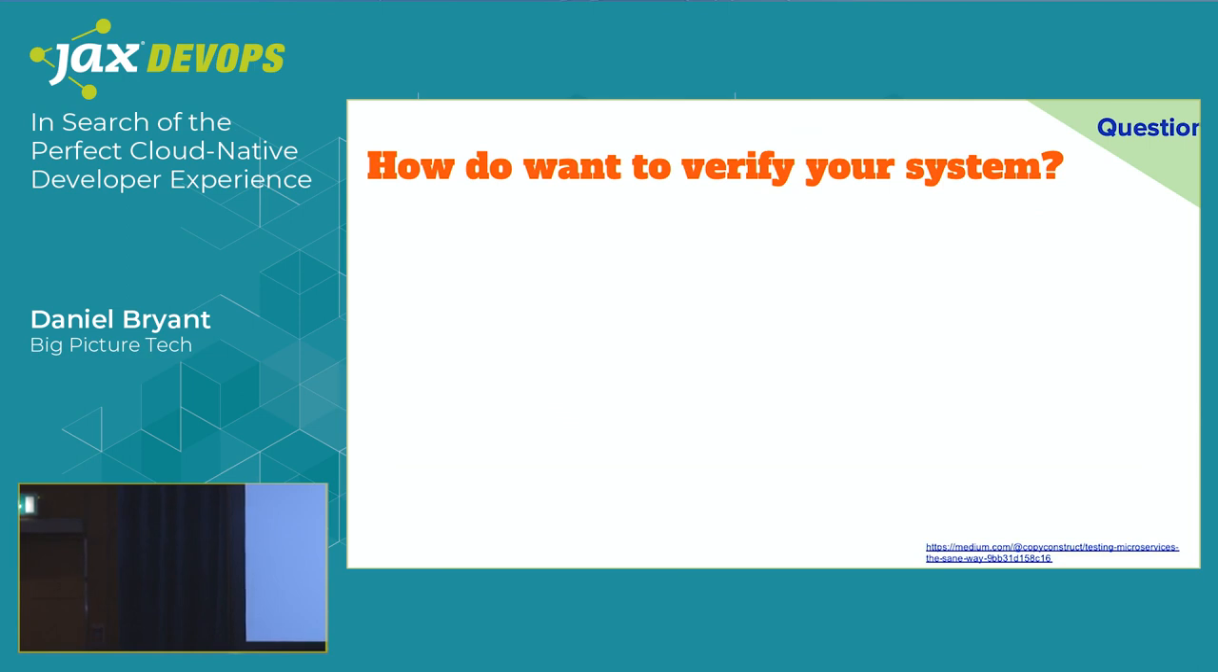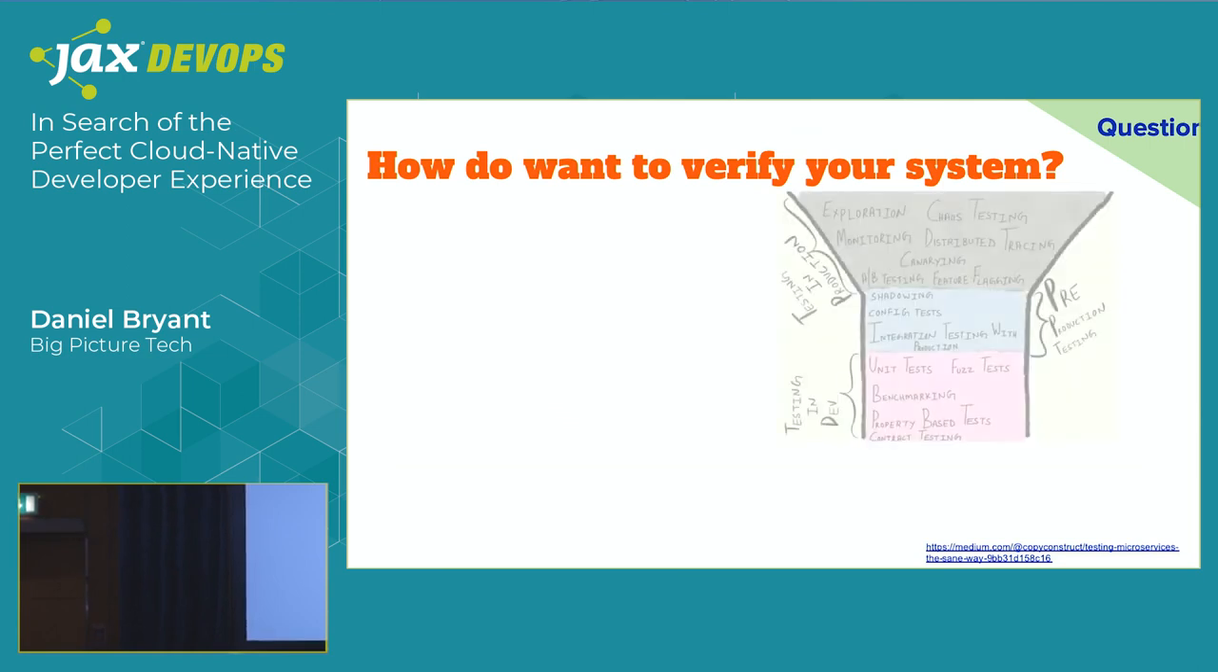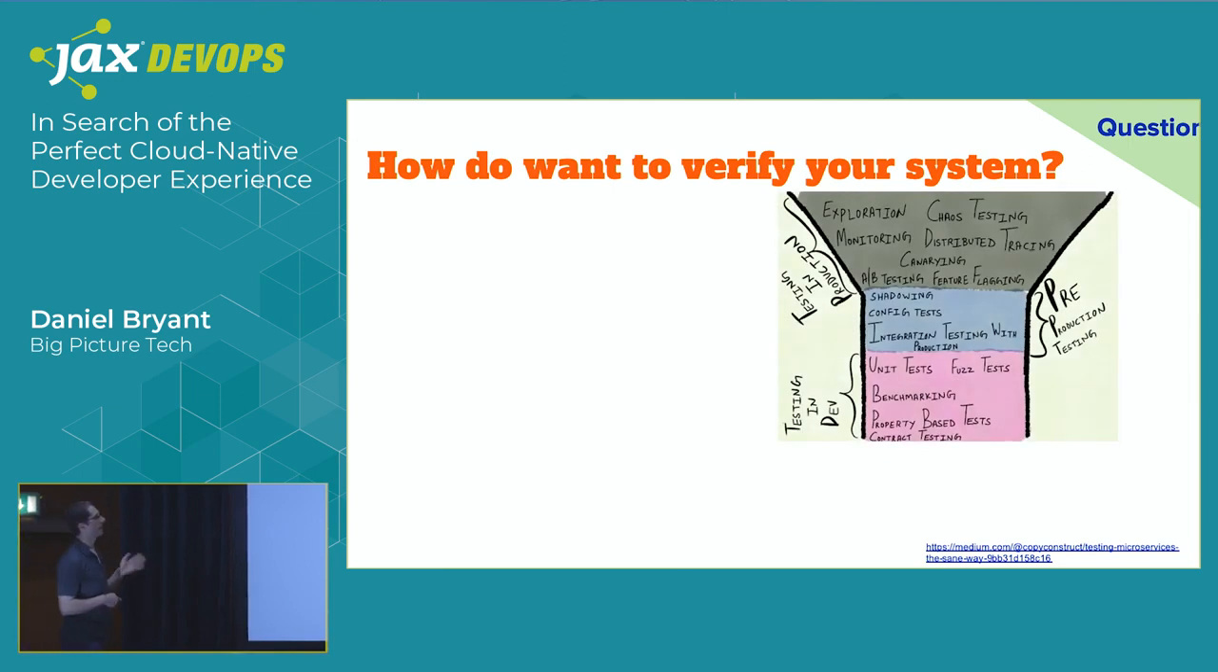Next question: how do you want to verify your system? Fantastic work by Cindy Sridharan, @copyconstruct on Twitter. I'm sure a few of you have bumped into the test pyramid, where you get unit tests on the bottom and manual tests at the top, and it says you basically do more unit tests than manual tests because manual tests are more expensive. Now, like any model, it's sort of wrong, but it's useful.